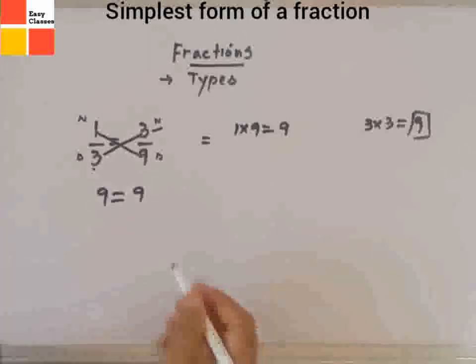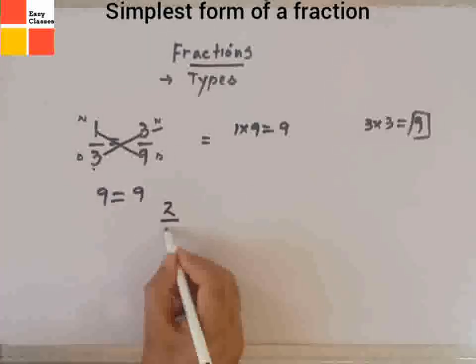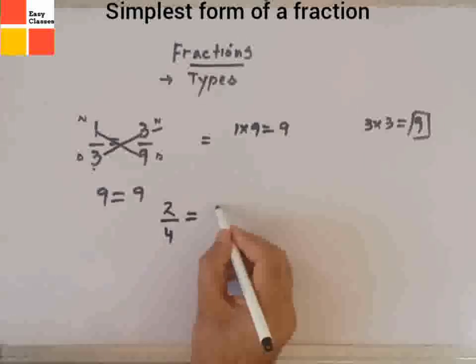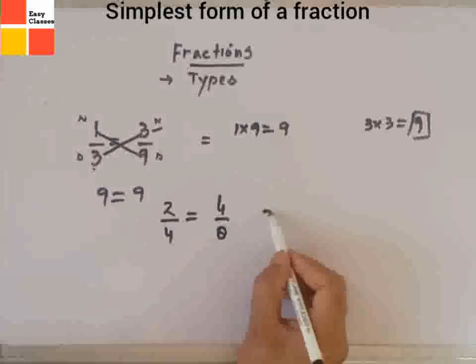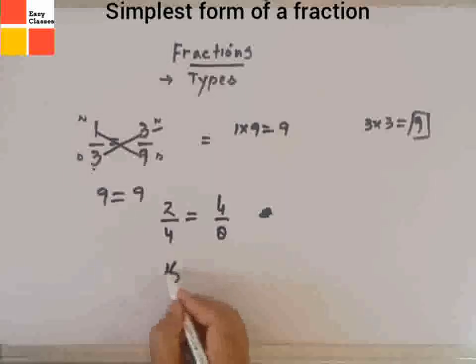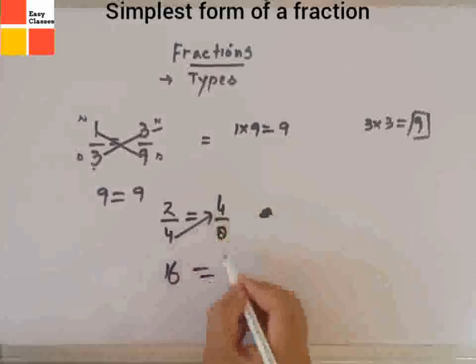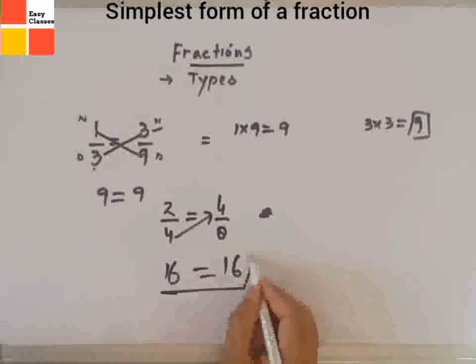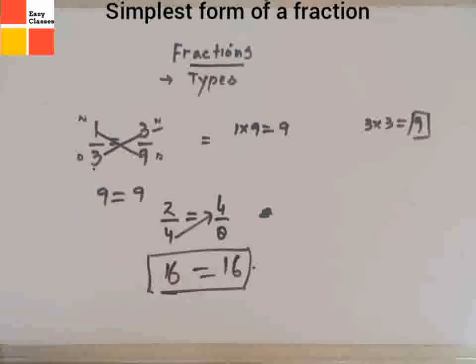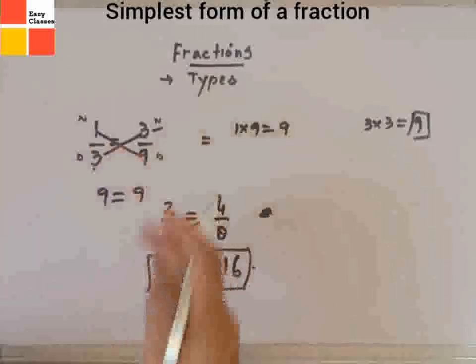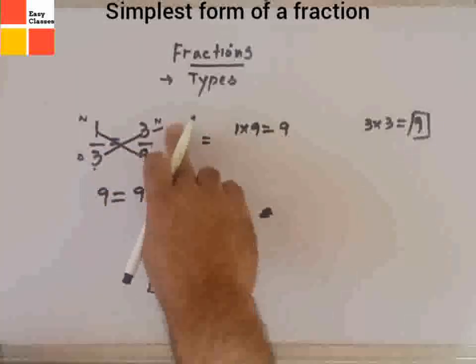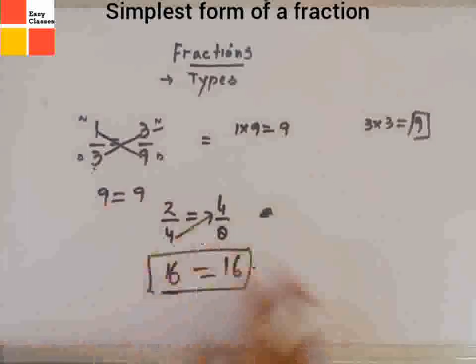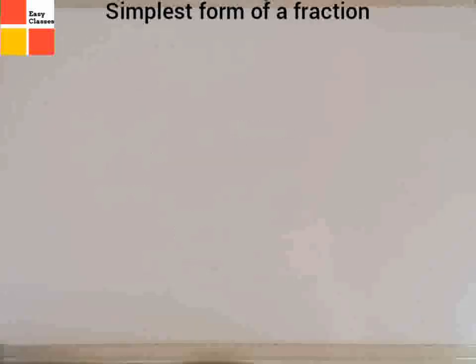Let's take another fraction. 2 by 4 is equal to 4 by 8. 2 8s are 16. 4 4s are 16. So in case of equivalent fractions, when you multiply the numerator of the first and denominator of the second, and the numerator of the second and denominator of the first fraction, the result will be the same.